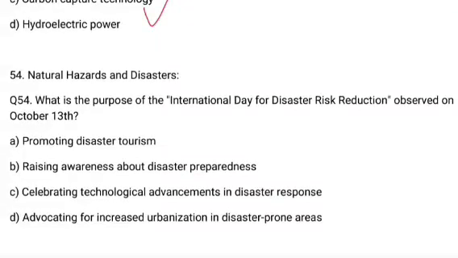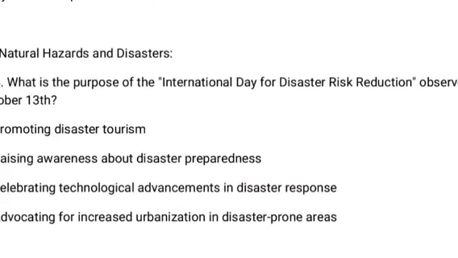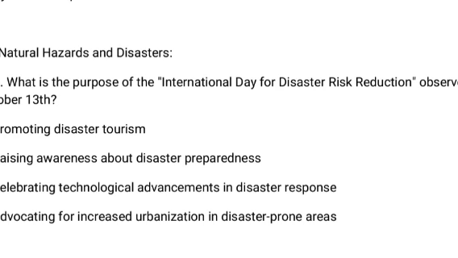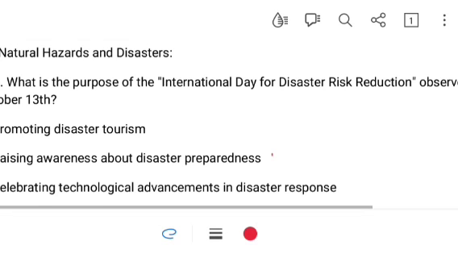Next is natural hazards and disasters. It says what is the purpose of the International Day for Disaster Risk Reduction observed on October 13th? Promoting disaster tourism, raising awareness about disaster preparedness, celebrating technological advancement in disaster response, advocating for increased urbanization in disaster-prone areas. Natural hazards and disasters, so the answer will be raising awareness about disaster preparedness.